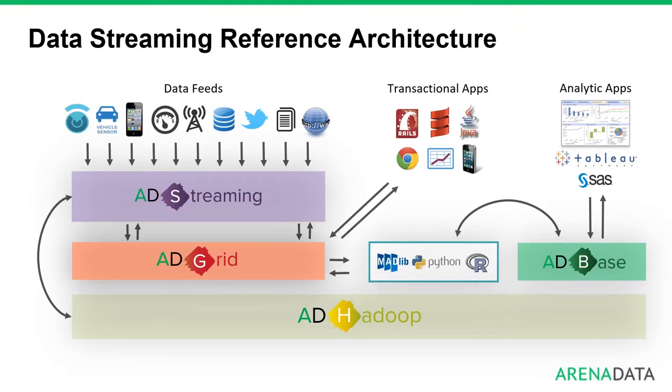Here is an example of our platform. We're using Arenadata Hadoop, Grid, DB, and Streaming. But you can use other open source software or different enterprise-grade products. For example, you can use Teradata, you can use GridGain as well, and you can use Apache Kafka or other products for streaming. And of course, you need rich machine learning platforms. Here is an example of MADlib and Python, because Python is the most popular thing for data science today.